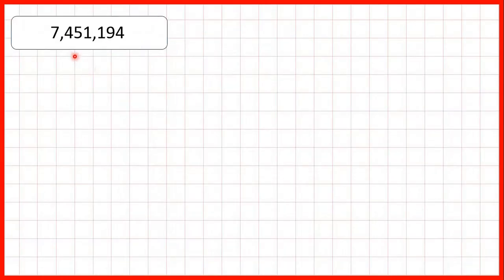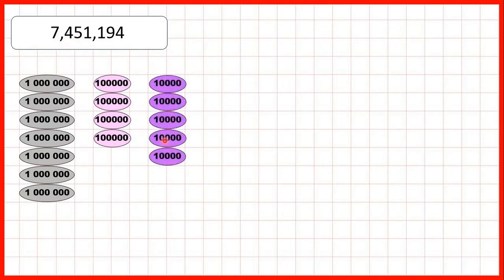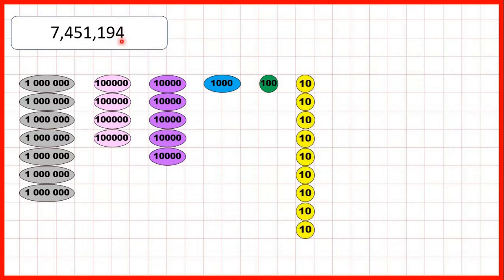So we can show these numbers here using place value counters. So this 7 represents 7 million, this 4, 400,000s, this 5, 10,000s, this 1, 1,000, this 1, 100, this 9, 90, and this 4, 4 ones.